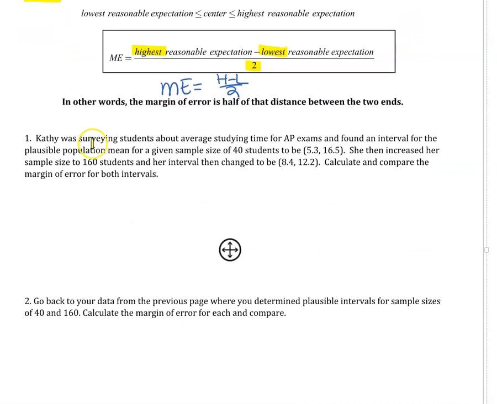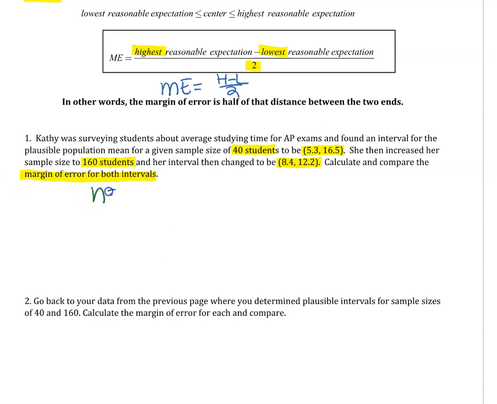So Kathy was surveying students about average studying time for the AP exams and found an interval for the plausible population mean for a given sample size of 40 students to be between 5.3 and 16.5. So that's how many hours they're studying. She then increased her sample size to 160 students, and her interval then changed to 8.4 to 12.2. So you'll notice that interval got tighter, right? These numbers aren't as far apart as these numbers were. Calculate and compare the margin of error for both intervals.